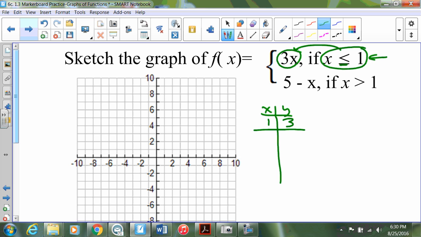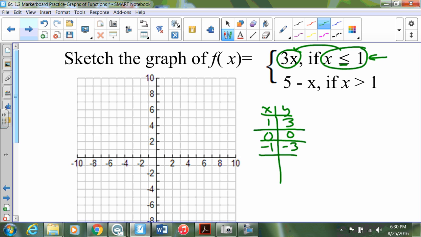I have a point. All right, what's the next number? X is less than 1. What's the next integer? 0. I can plug 0 in. So 3 times 0 is 0. And let's just do one more. If I plug in the next integer that's less than 0, I'll have -1. And we'll plug that in. And so we'll have 3 times -1 is -3.